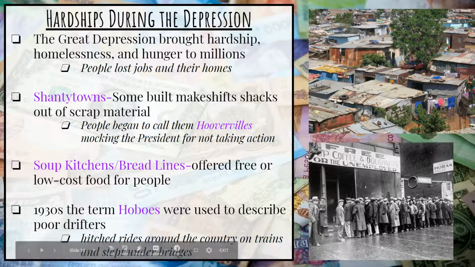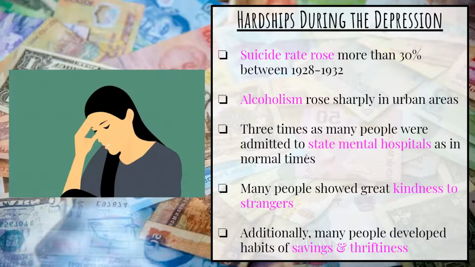But what ended up happening was hobos began to rise. People going from city to city, hitching rides around the country on trains, sleeping under bridges because they were drifters. They were just trying to find their next meal. They're trying to find their next place to stay because this depression is sweeping the nation.